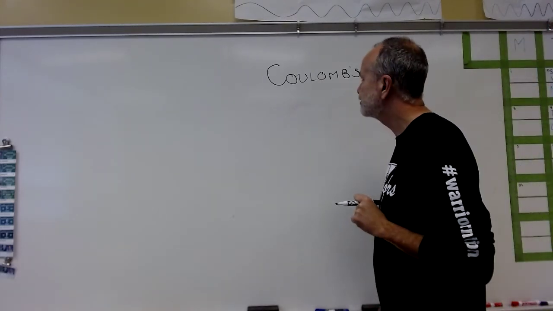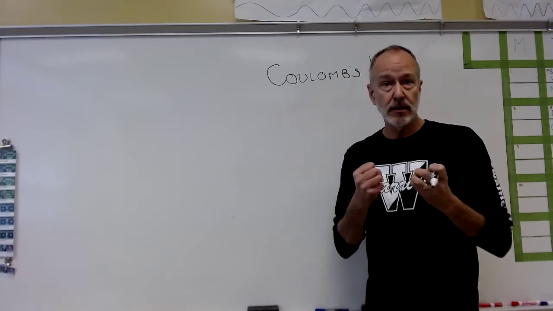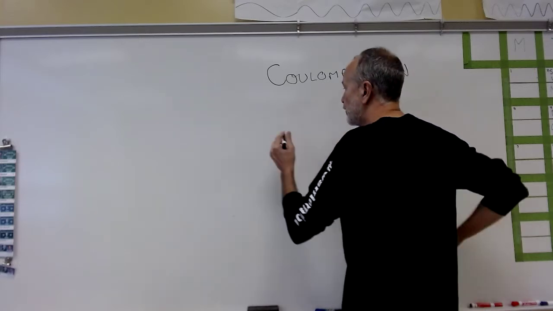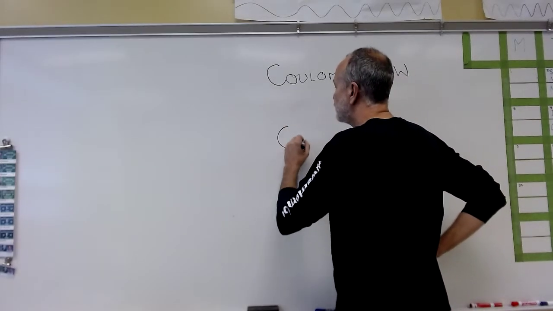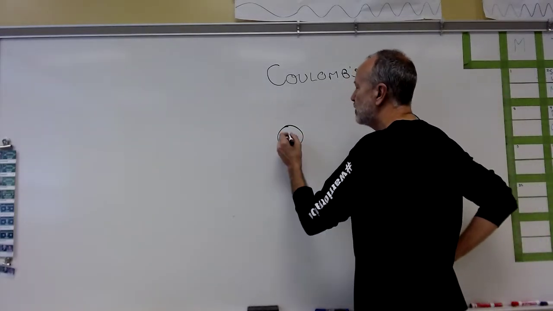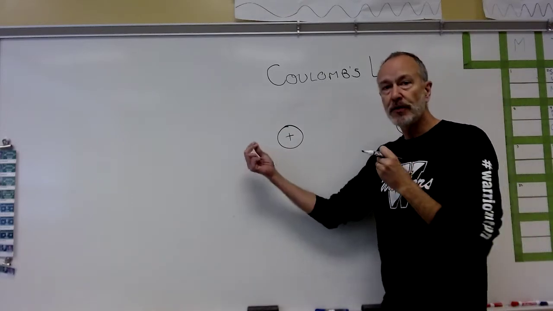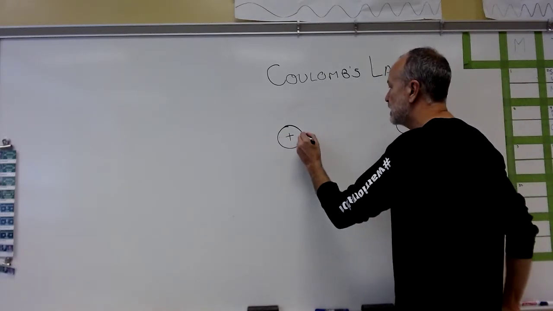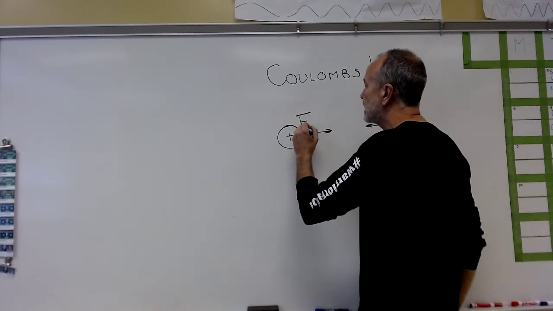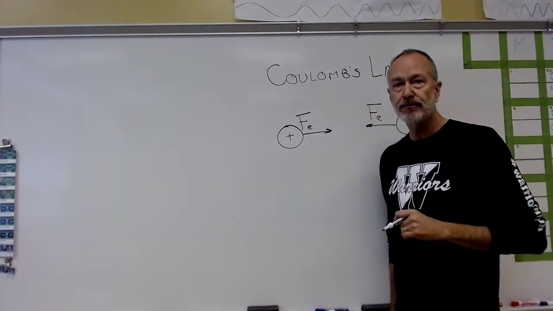Coulomb's law has to do with how strongly attracting or repelling two charged objects are. So if I have an object here and I have an object here, and this has a net positive charge and this has a net negative charge, I know that they're going to be attracted. So the direction of the mutual force, which we call the electrostatic force on them, is attractive.